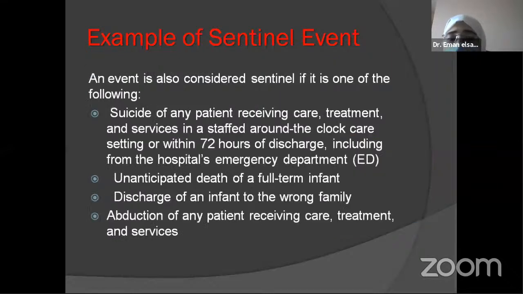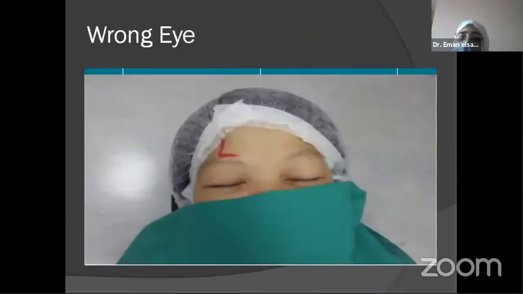Also, unanticipated death of a full-term inpatient, discharge of an infant to a wrong family, abduction of any patient receiving care or treatment and service. In this wrong eye case, the patient was already admitted to the hospital for an operation on the right eye, and had already received an operation in the left eye. This is a catastrophe. So it's called a never event or sentinel event.